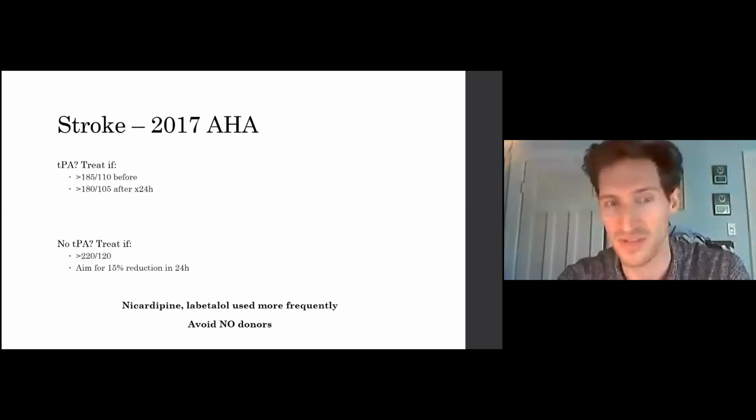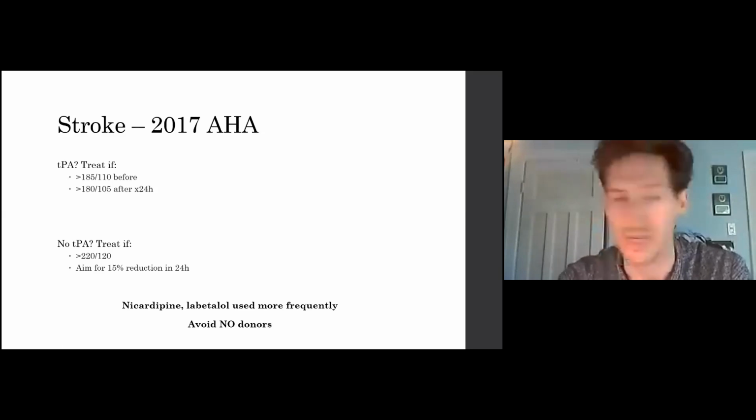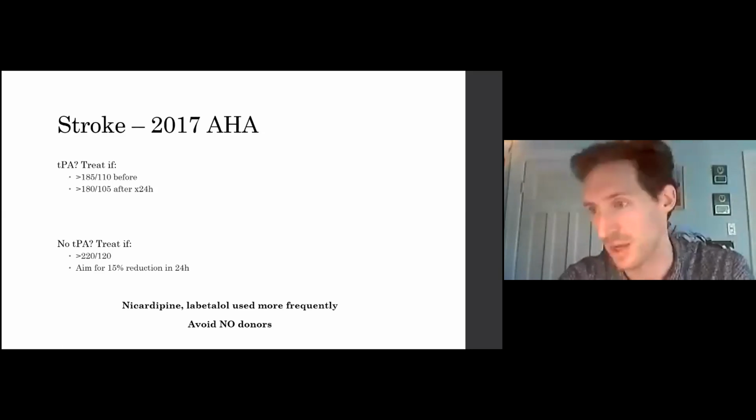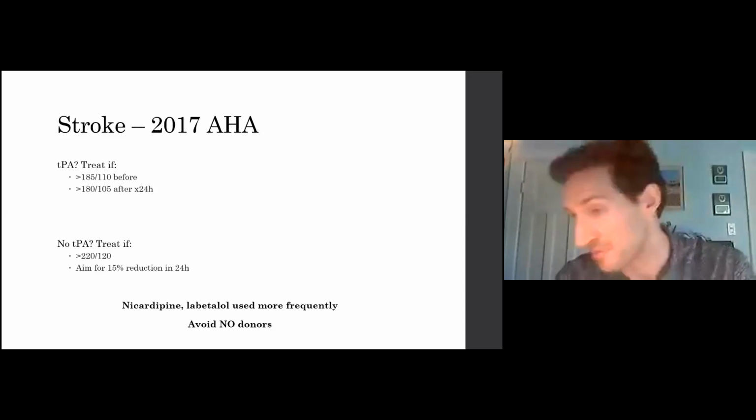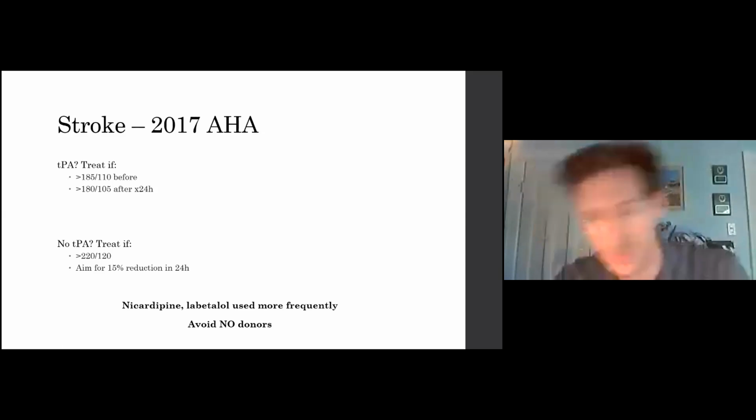For the patients that are kind of in between, data says that those patients weren't harmed by very high blood pressures, and maybe it helped them perfuse their brain a little bit better. So you leave them at that.